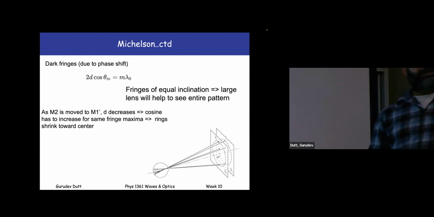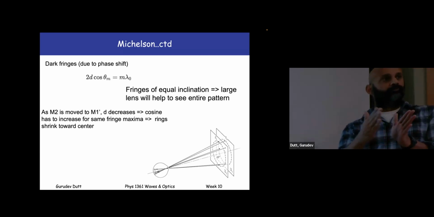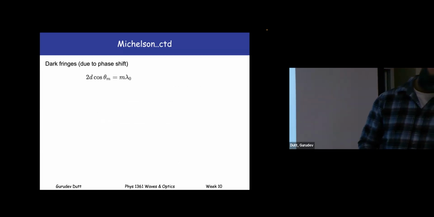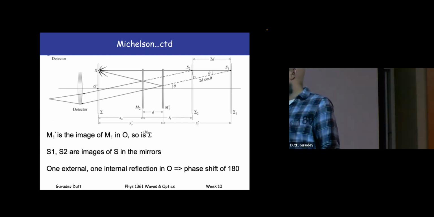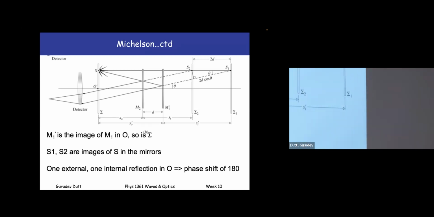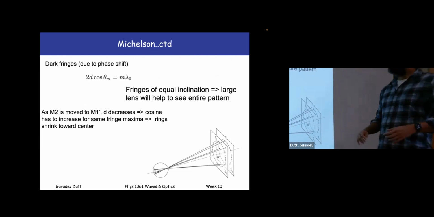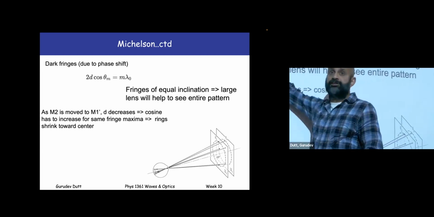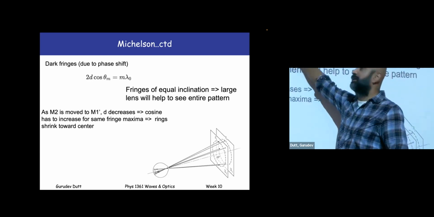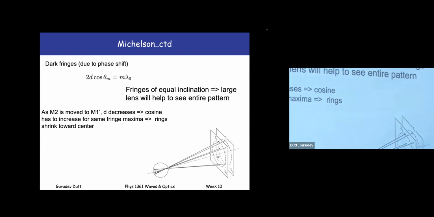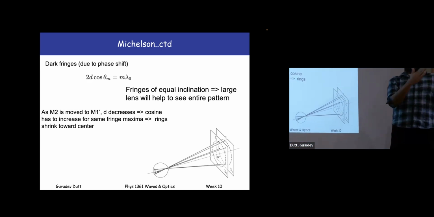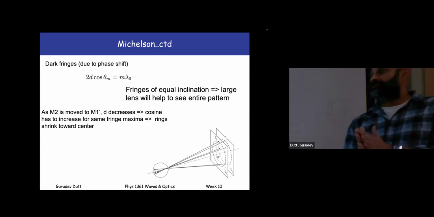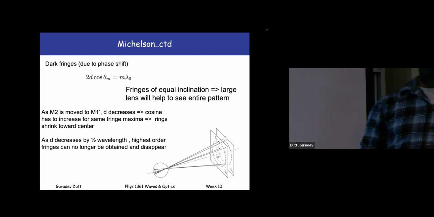Now imagine that instead of just keeping M2 fixed, we moved it, we translated it. Let's say M2 is moving towards M1 prime in this picture, so D is decreasing. For the same m, if I fix the same fringe maximum and track that one fringe, D is decreasing, so cosine theta has to increase to preserve that m. The fringe will shrink toward the center because cosine theta increases as theta decreases. So when D decreases, the rings will start to shrink toward the center, and obviously the other way around.